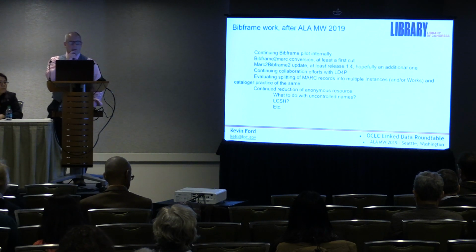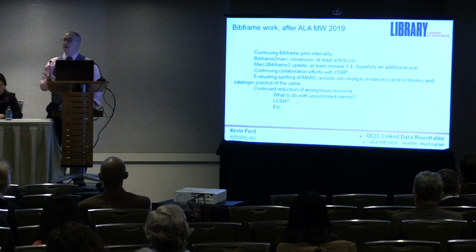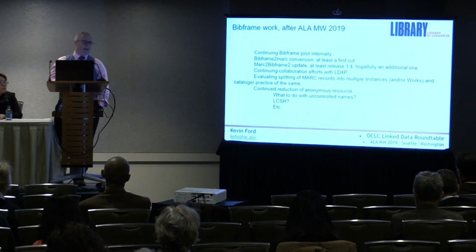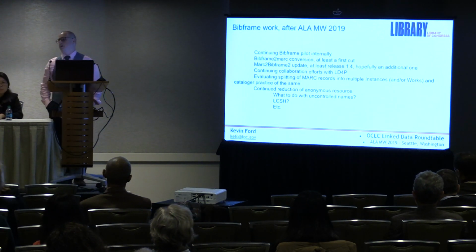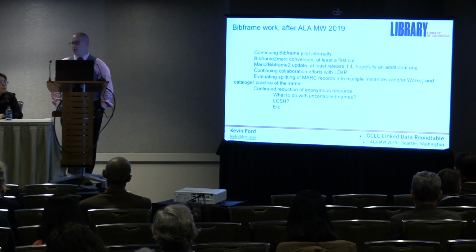One of the things that came up recently is evaluating how our transformation from MARC splits MARC records into BibFrame instances and works, and how that coincides with what our catalogers are doing. Are we all on the same page, for example? And finally, the continued reduction of anonymous resources. What do we do with all the uncontrolled names that we have in our data? What do we do with all the LCSH entries?